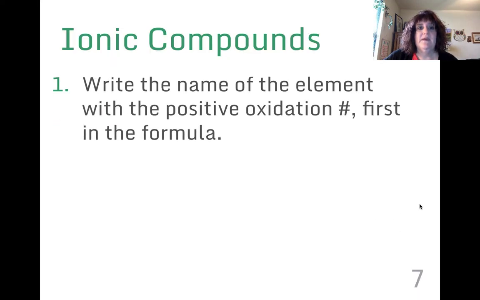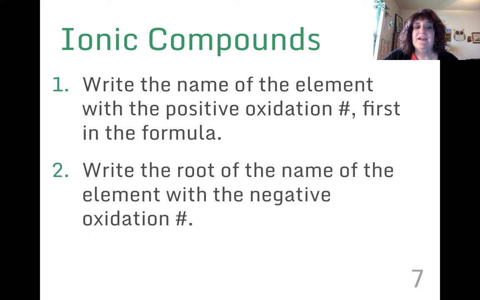1. In order to name an ionic compound, or name any compound, just like people, they have a first name and a last name. So the first name is the element's first name. You write the name of the element that came first in the formula. It's got a positive oxidation number.